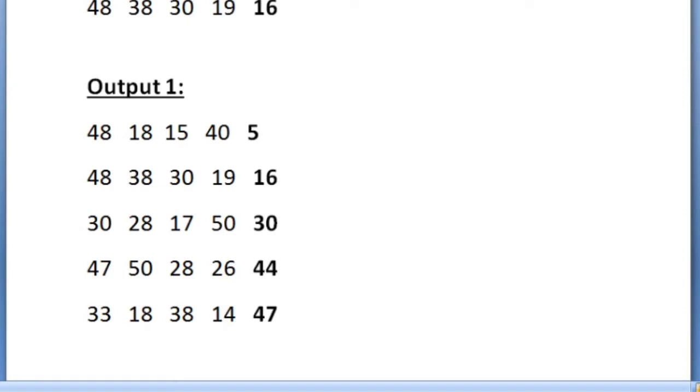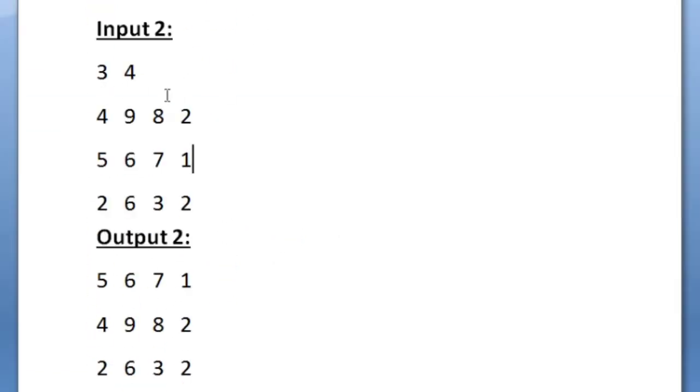Now let us see our sample input 2. For sample input 2, we are given a 3 cross 4 matrix as input, and the last integers of every row are 2, 1 and 2. The minimum value is 1, so this row must be the first row of our output. Now the remaining 2 rows have the same last value, 2 and 2. In this case we must sort based upon their order of occurrence. This row occurred first, so we print this row first, and after that we print the last row. So this is how we get the following output.